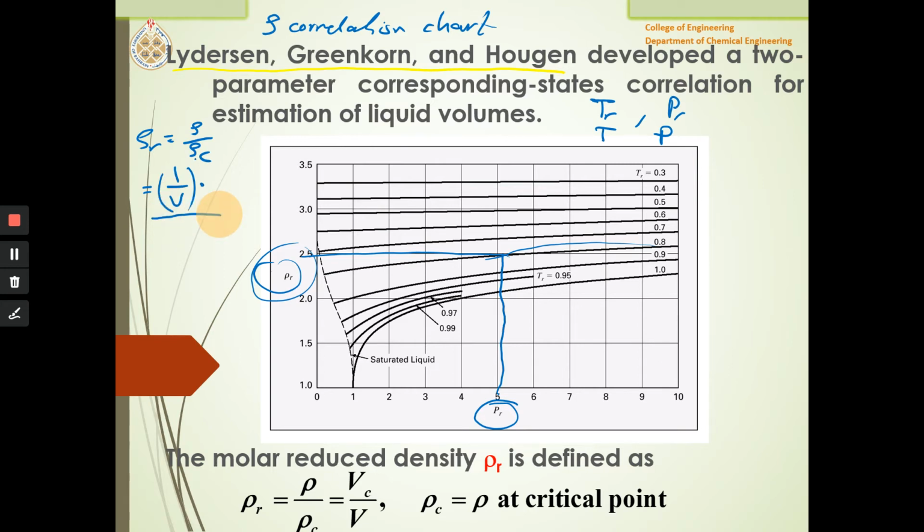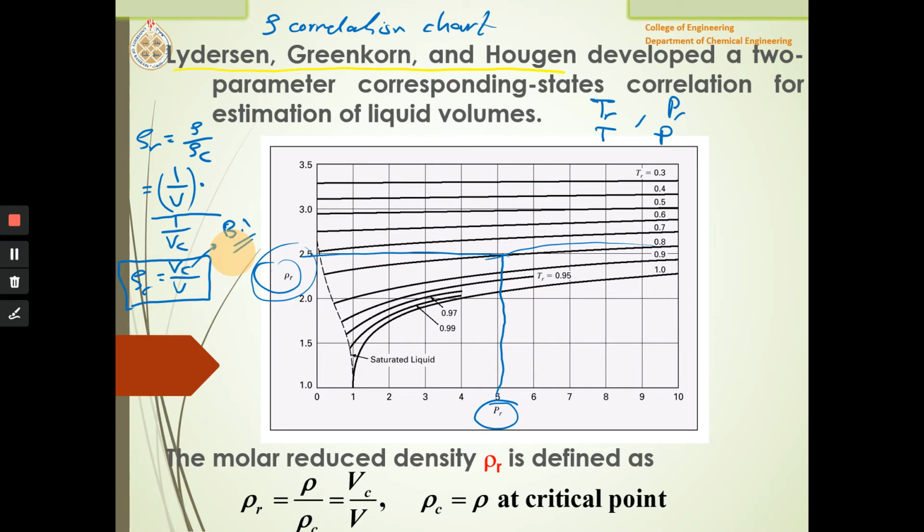Rho C, density at critical, is 1 over VC. So in other words, rho R is VC over V. Okay, and those V are the specific volume, per mass. So here is what I have. So in other words, once I get VC from appendix B1, I can calculate V from the rho R that I will get from the chart.